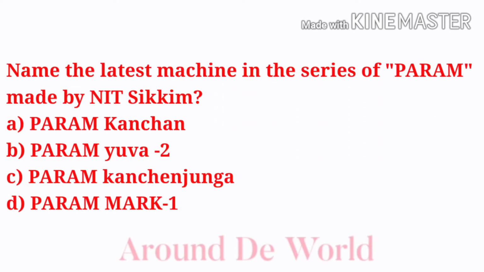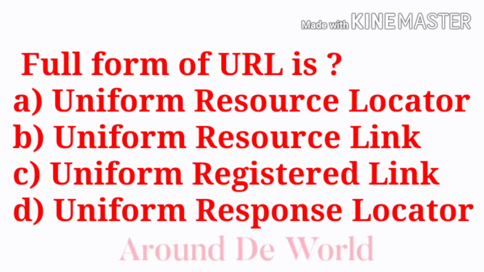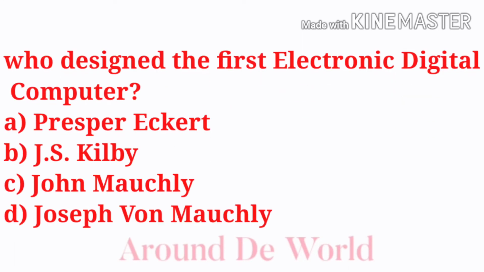Name the latest machine in the series of Param made by NIT Sikkim. A. Param Kanchan, B. Param UA2, C. Param Kanchenjunga and D. Param Mark I, and the correct answer is option C. Param Kanchenjunga. Full form of URL is A. Uniform Resource Locator, B. Uniform Resource Link, C. Uniform Register Link and D. Uniform Response Locator, and the correct answer is option A. Uniform Resource Locator.